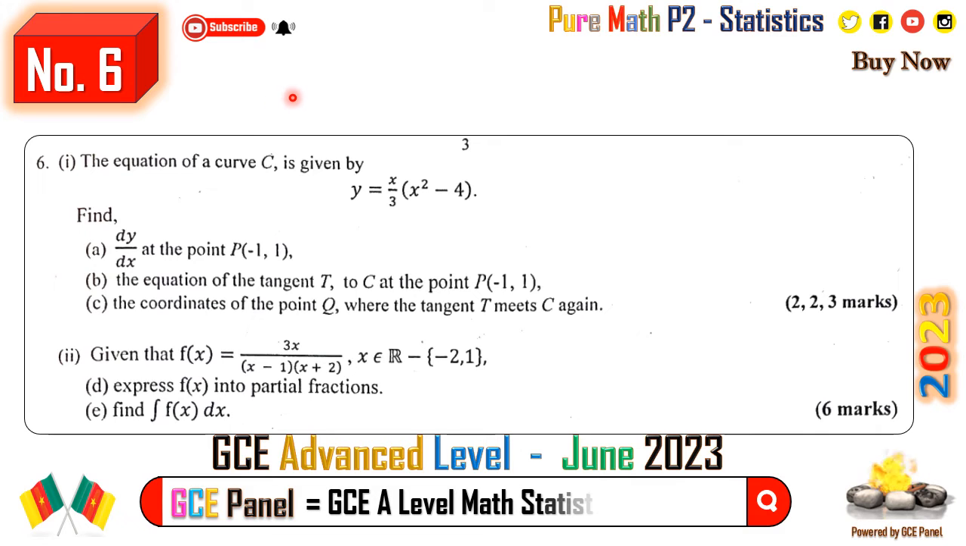Question 6. The equation of the curve C is given by y equals x over 3 into x squared minus 4. Find A, dy/dx at the point negative 1, 1. B, the equation of the tangent to C at the point P negative 1, 1. C, the coordinates of the point Q where the tangent T meets C again. All of these for 7 points.